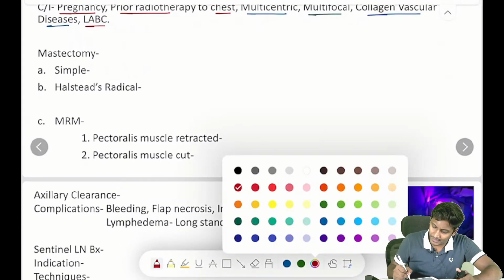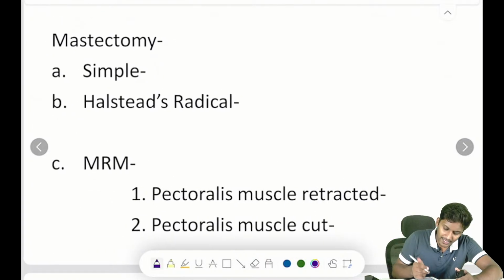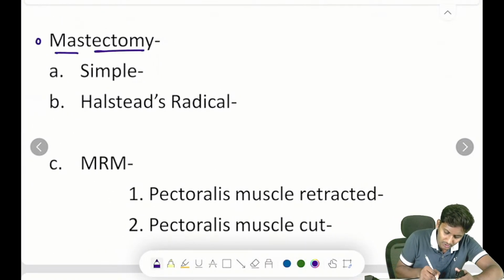Next, bacho, if I talk about mastectomy now. Mastectomy, ectomy is removal. Mastectomy is removal of the breast, right?